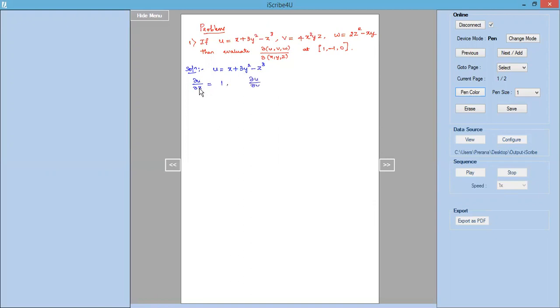Dou u by dou y. The first term and the last term are constant. That is, x is a constant, z cube is a constant with respect to y. So differentiation of 3y square is 6y.